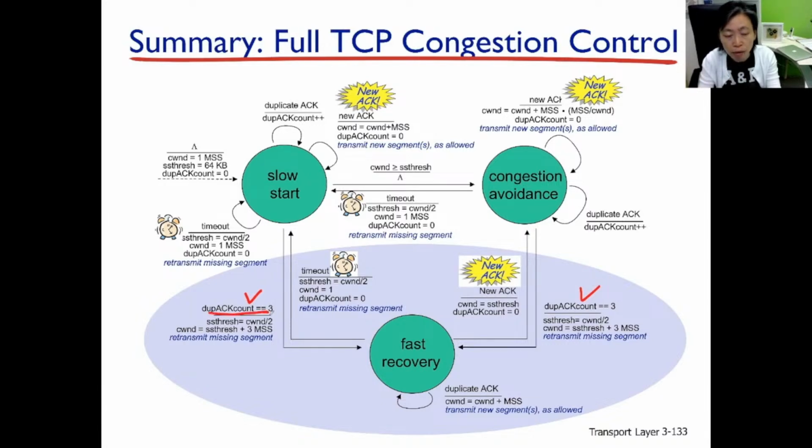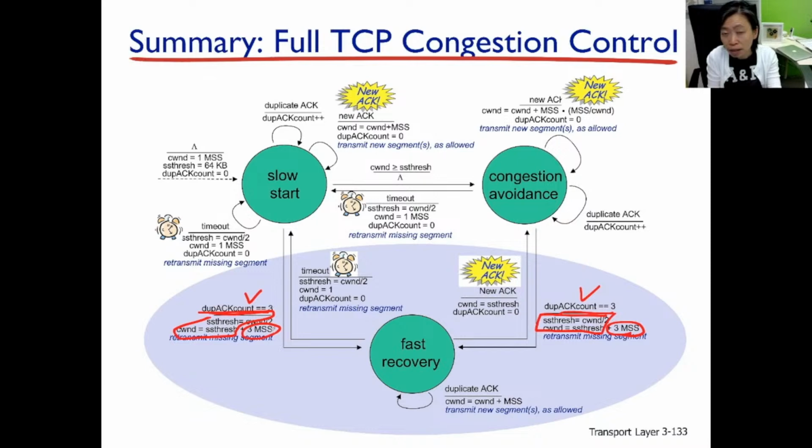The case where the dupACK count reaches 3. So previously what we do is this. We set the ssthresh to half the window size and the window size to ssthresh. But now, in Reno, we actually add 3 more segments to the window size. So we're actually a little bit more generous about setting the window size.